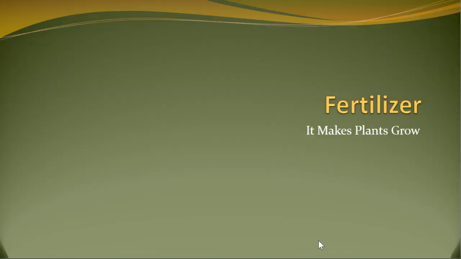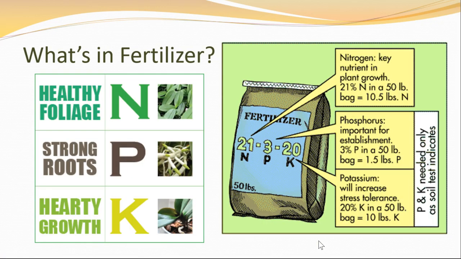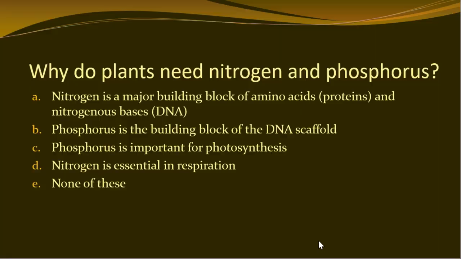All right, let's switch to our next input. Fertilizer. It's what makes plants grow. The big 3 things that every plant needs are nitrogen, phosphorus, and potassium. And that goes back to the nitrogen and phosphorus cycles that we've been talking about.